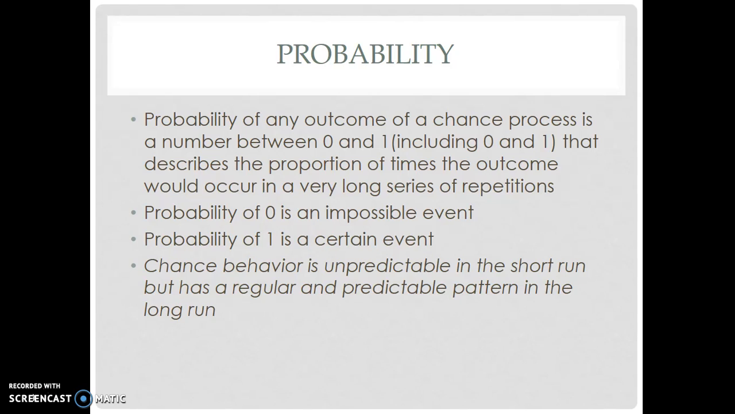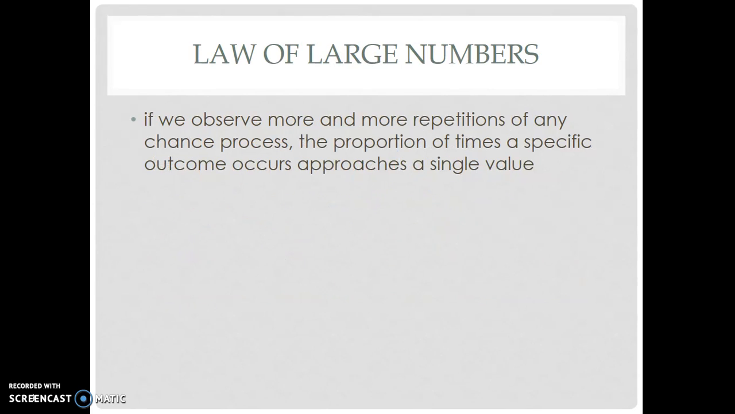It's important that you know that chance behavior is unpredictable in the short run, but has a regular and predictable pattern in the long run. The law of large numbers says that if we observe more and more repetitions of any chance process, the proportion of times a specific outcome occurs approaches a single value. In other words, if you flipped a coin 10 times, you might get heads 8 out of those 10 times. However, if you flipped a coin many times, hundreds or hundreds of thousands of times, your proportion of heads is going to get closer and closer to 50%. The more times you flip it, that's the law of large numbers.